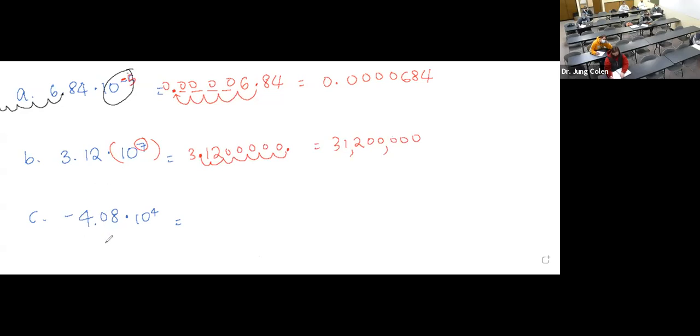It's a negative number, but we apply the same rule, right? So we are multiplying by 10 to the 4th power, so we need to move the decimal point to the right by 4 places. Very good. So we have negative 4.08. We are moving the decimal point to the right by 4. So we're multiplying by 10,000, and we need to fill in the empty places. This is negative 40,800. So pretty easy, right? Awesome.